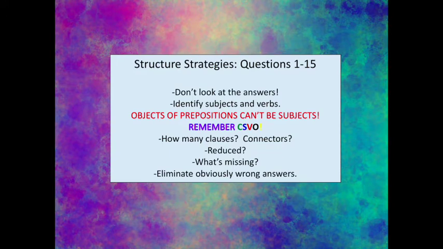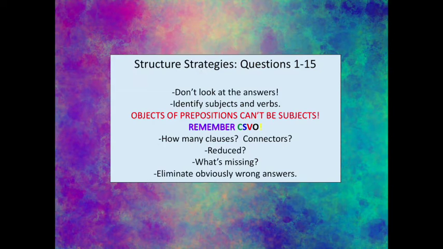The structure strategies for questions 1 through 15 are on this slide. These are very important. You want to memorize these. So let's look at the strategies. First, don't look at the answers right away. First, identify the subjects and the verbs. Remember, objects of prepositions cannot be subjects. Also remember the word order: connector, subject, verb, object. Think about how many clauses are in the sentence and then how many connectors you need. Think about if there's a reduced adjective clause.